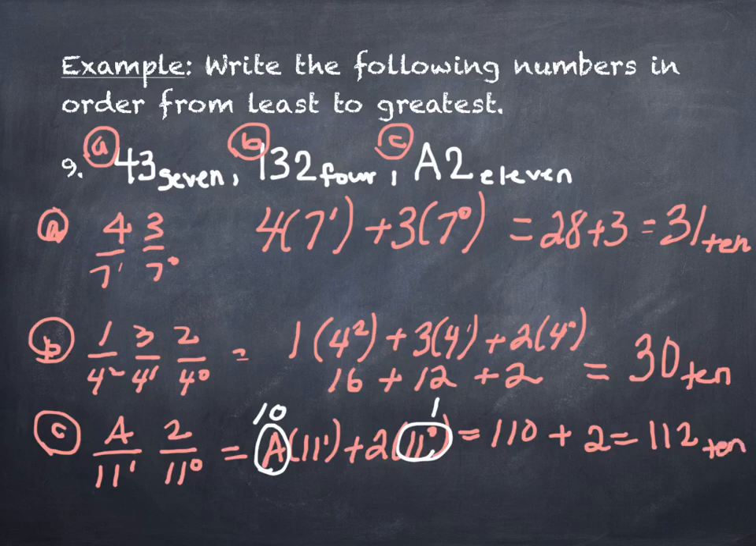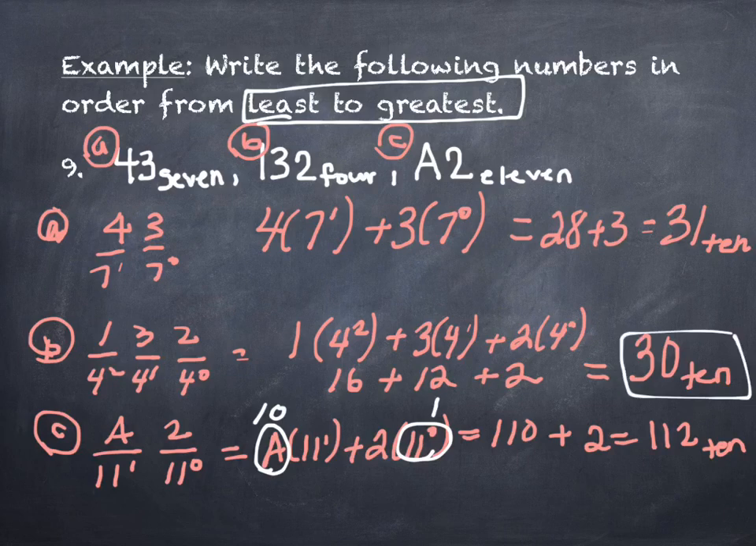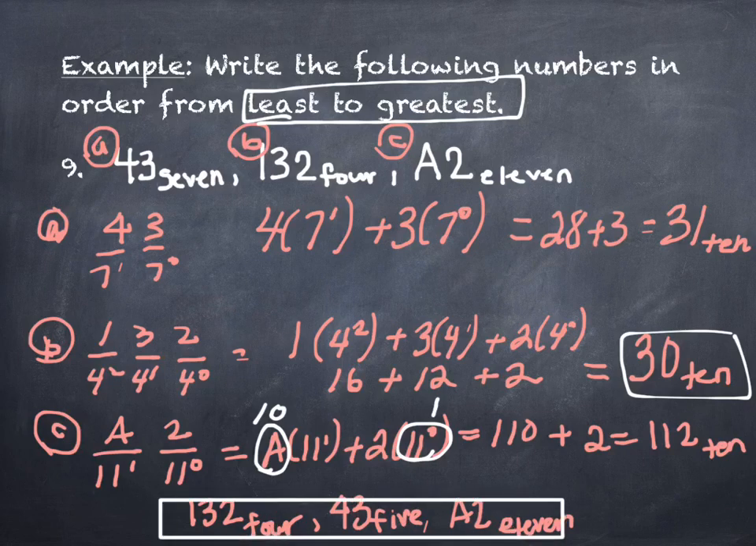Now the directions say that we want them in order from least to greatest, right? Least to greatest. So the least one is clearly this 30 base 10. But we're going to write the values we were given. The 30 base 10 is actually the equivalent value of the 1, 3, 2 base 4. So we're going to write it first. The next biggest value is the 4, 3, so this is 4, 3 base 5. And then the largest value is the 112 base 10, which was A2 base 11. So that is what my solution ends up being for this particular problem.